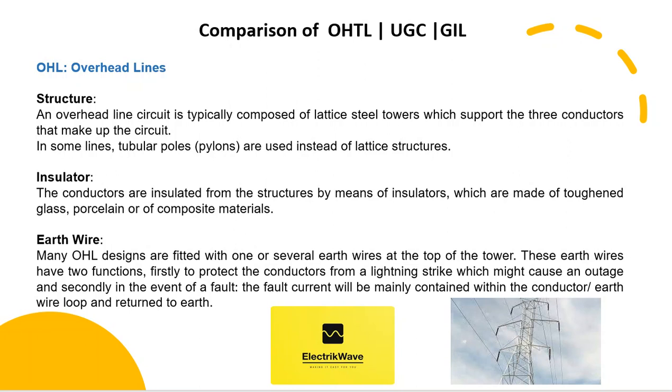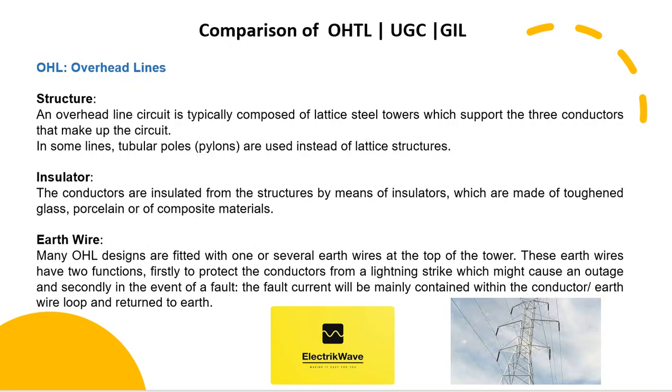Many OHL designs are fitted with one or several earth wires at the top of the tower. These earth wires have two functions: firstly to protect the conductors from a lightning strike, which might cause an outage, and secondly, in the event of a fault, the fault current will be mainly contained within the conductor or earth wire loop, and returned to earth.